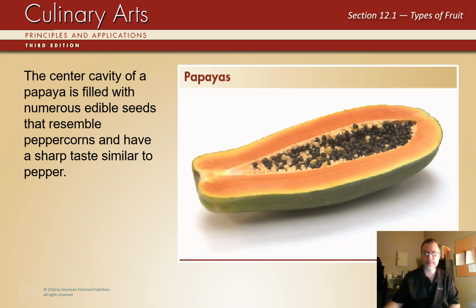Also have papayas, and papayas in the United States often are very small, but as you get into Central America, you can get much larger papayas. They all have seeds in them. The peppery seeds are edible, and they resemble peppercorns. We don't usually use the seeds in the United States, but they are edible.